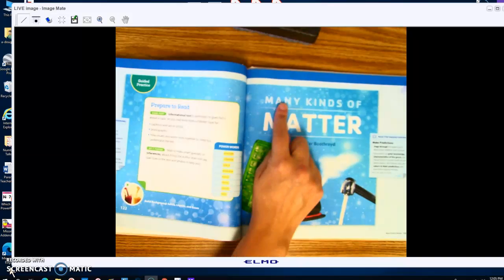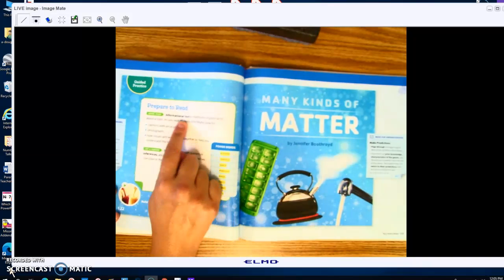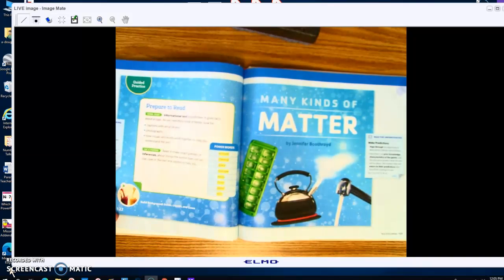Okay, so this story is called Many Kinds of Matter by Jennifer Boothroyd. This is an informational text, so it's non-fiction. Non-fiction means it gives facts about a topic. Facts are real things. We're going to learn information about matter. It has captions with arts and photos. It has photographs, and it has words and pictures that work together to help us understand. So we're going to read the story to make smart guesses or inferences about things the author does not say. So we'll use those clues in the words and the photos and what we know in our brain, our schema, to help us.